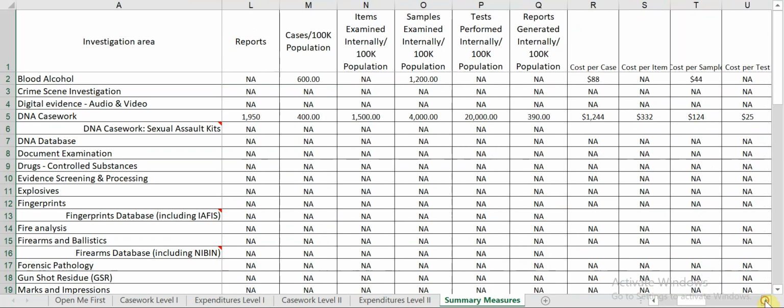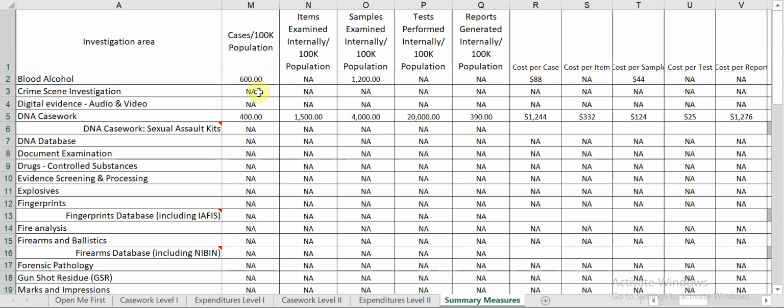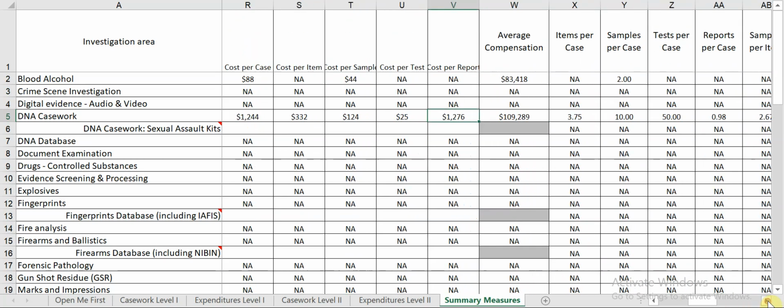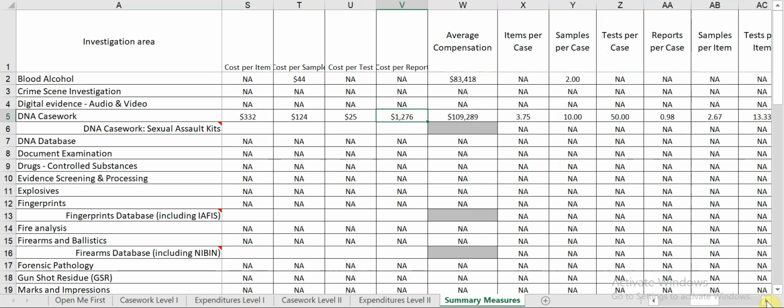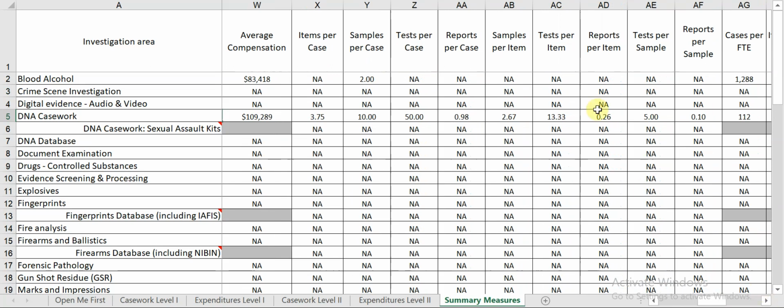And particularly when we begin to examine the ratios, you'll notice now we're getting some information on all of these measures here, the reports per 100,000, the tests per 100,000, and so on. Likewise, cost per case, cost per item in some areas, cost per sample, cost per test, cost per report. And these are all comparables that you can look at with respect to other labs that perhaps might be like you, or how do you fit into any of these? So you can see a great bit of detail that we weren't able to see, and a lot of it is finding the appropriate metrics.